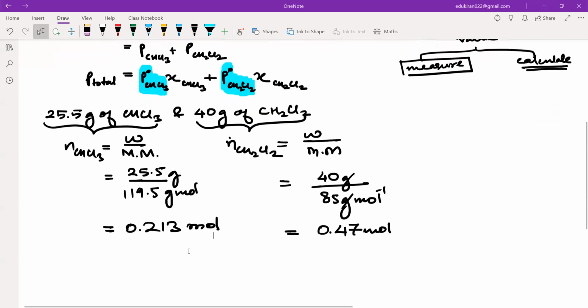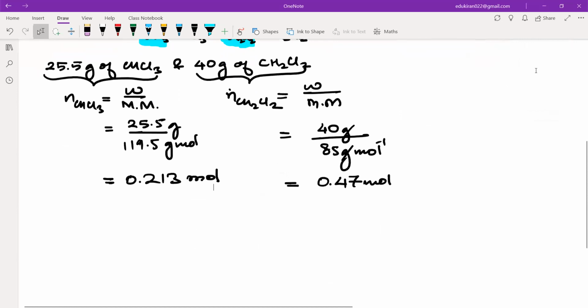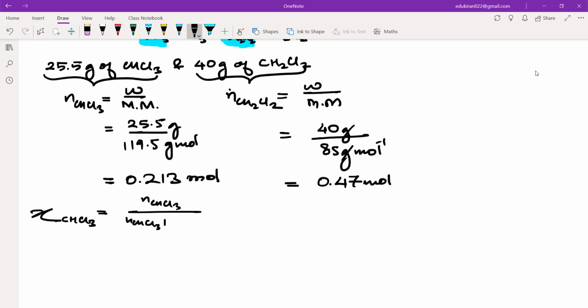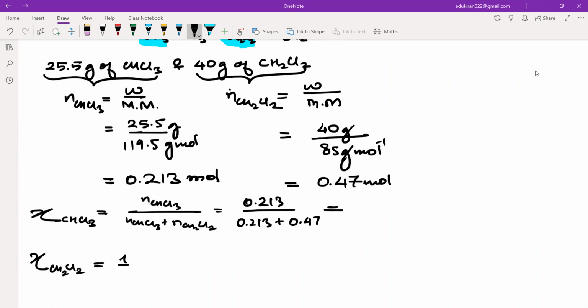Okay, we have got the number of moles. Now we can calculate the mole fraction. The mole fraction of CHCl3 will be equal to the number of moles of CHCl3 divided by the number of moles of CHCl3 plus the number of moles of CH2Cl2, which is 0.213 divided by 0.213 plus 0.47. We will calculate this. Then we will calculate the mole fraction of CH2Cl2, which will be 1 minus the mole fraction of CHCl3.